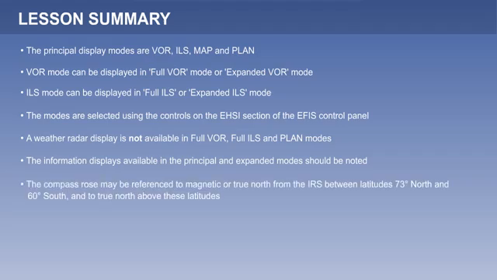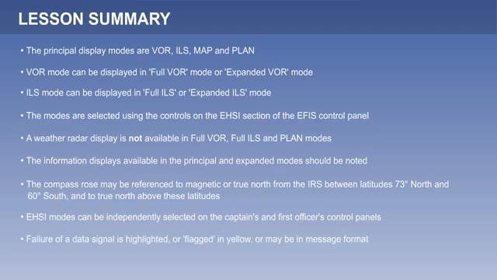The compass rose may be referenced to magnetic or true north from the IRS between latitude 73 degrees north and 60 degrees south, and to true north above these latitudes. EHSI modes can be independently selected on the captain's and co-pilot's control panels. Failure of a data signal is highlighted or flagged in yellow or may be in message format. The common symbols should be noted.